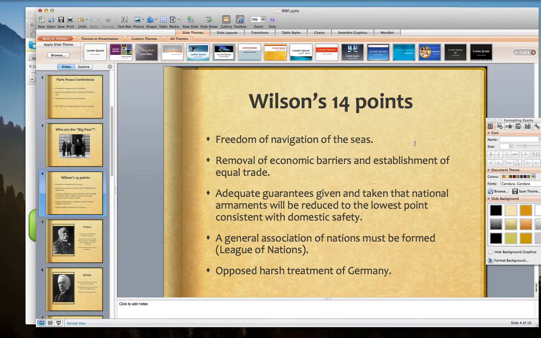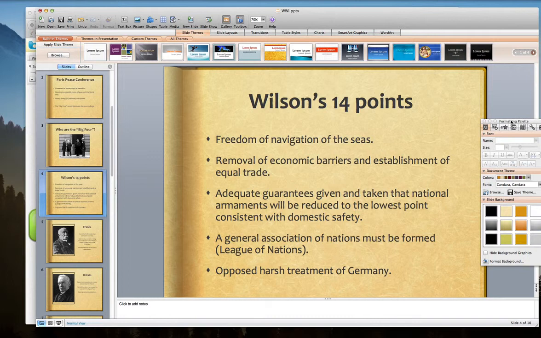And again, another one would be a General Association of Nations to be formed, which would later be called the League of Nations. And again, this would be available so that other nations can talk out their problems or grievances diplomatically, as opposed to just going into war again after such devastating losses of life and treasure. And also he opposed harsh treatment of Germany, which France wasn't too happy about, since the war was fought on their land.